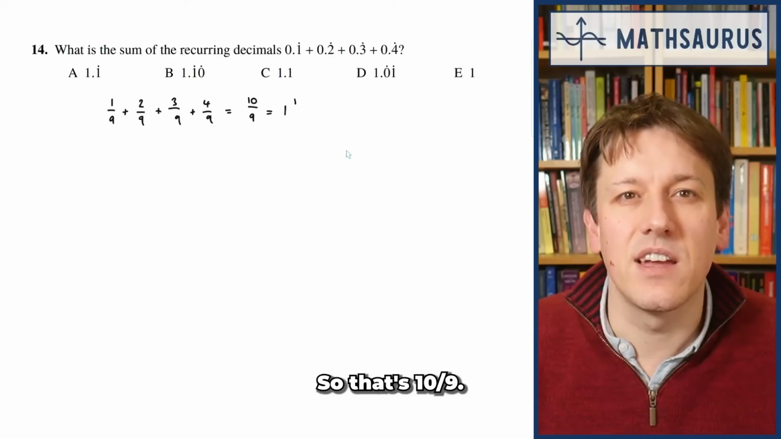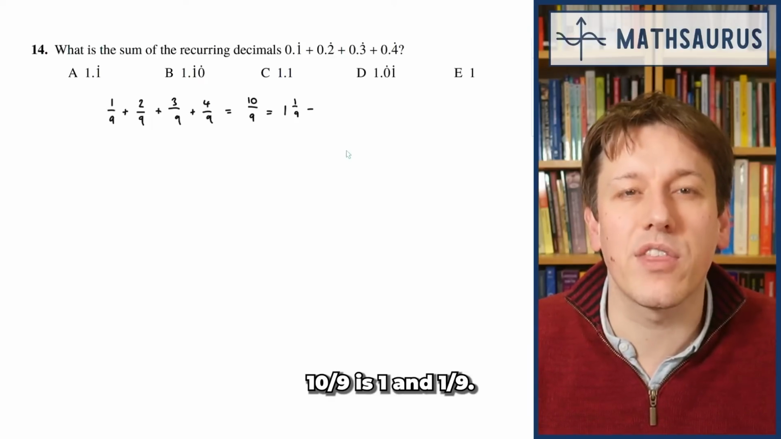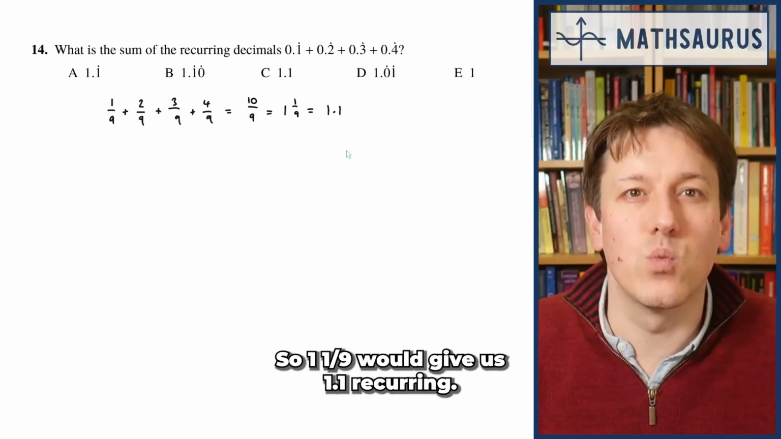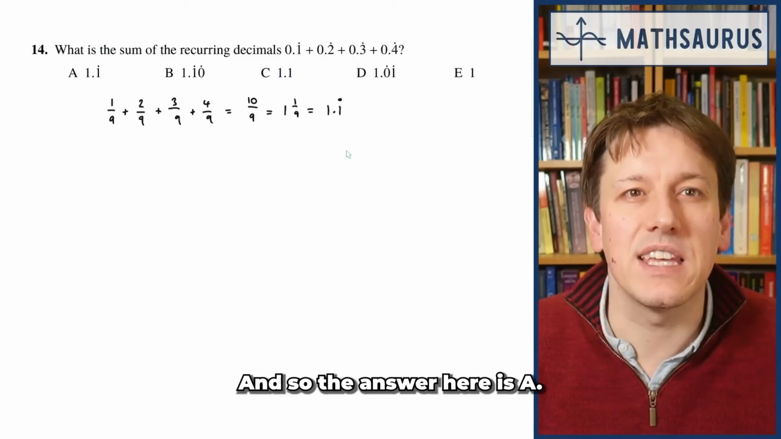So that's 10/9. 10/9 is 1 and 1/9. And again, that 1/9 is 0.1 recurring. So 1 and 1/9 would give us 1.1 recurring. And so the answer here is A.